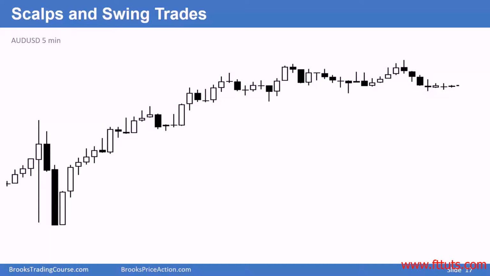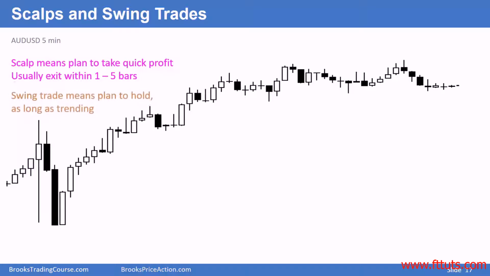Here's the Australian dollar versus the US dollar, a 5-minute Forex chart. I distinguish trades into swing trades and scalps. A scalp means that I'm trying to take a quick profit. I usually exit within 5 bars, and sometimes just 1 bar. A swing trade means I'm planning to hold onto my position as long as the trend is going in my direction.